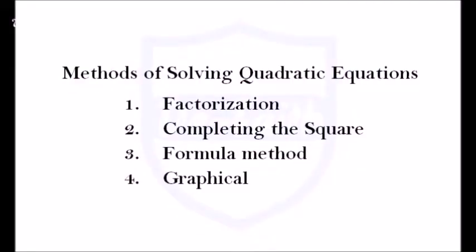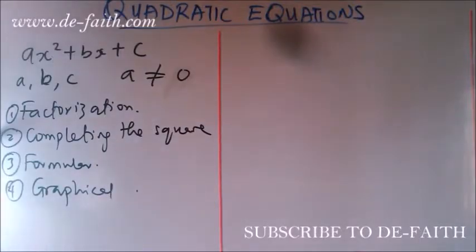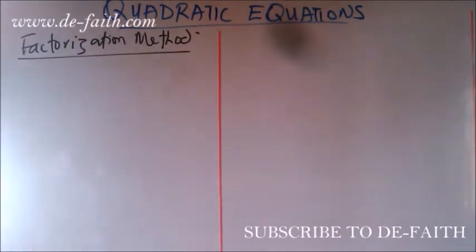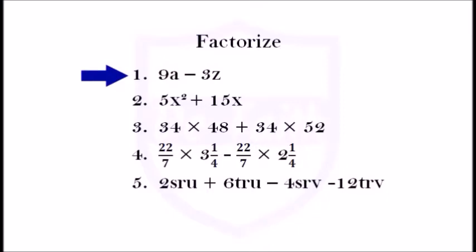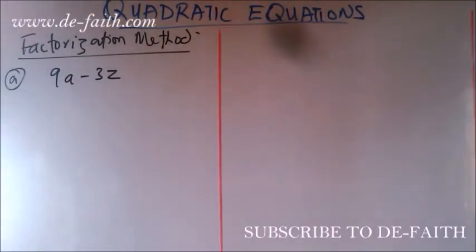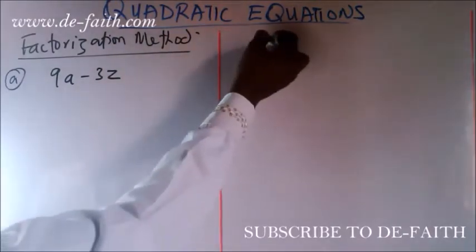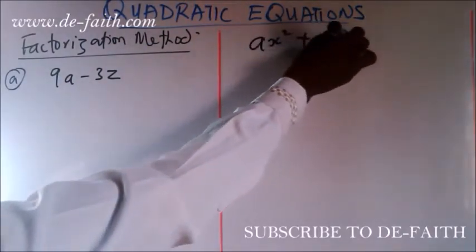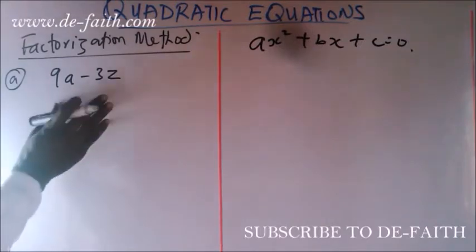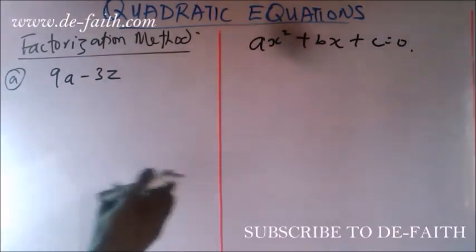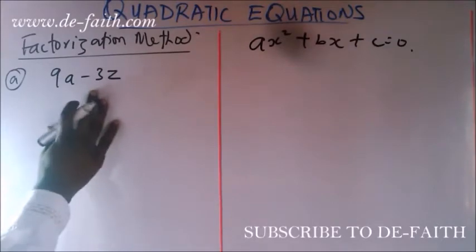There are 4 ways of solving a quadratic equation. Number 1, we could solve by factorization, completing the square, formula method, as well as graph. We shall be taking these first 3 now. In factorization method, we could have a question such as factorize 9a minus 3z. I didn't forget that I said the general equation of a quadratic equation is ax squared plus bx plus c equal to 0. But in this case, what we are told to do is to factorize. You need to learn to solve from something simple till we get to something higher. So let's look at this first.